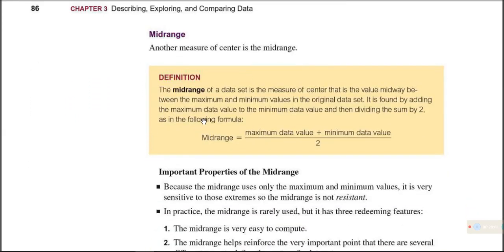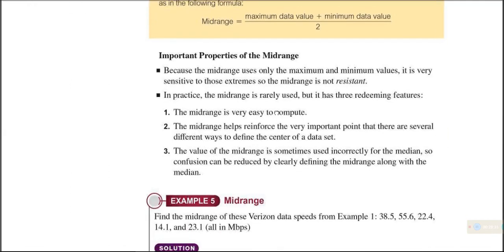Ayan, last na tayo. We have the mid-range. So, another measure of center is the mid-range. Mid-range, this is very easy to get. Very easy to obtain, very easy to compute. All you have to do is to find the maximum value, find the minimum value, add the two together, and then get their average. So, divide mo lang siya by 2. The formula is maximum data value plus minimum data value divided by 2.